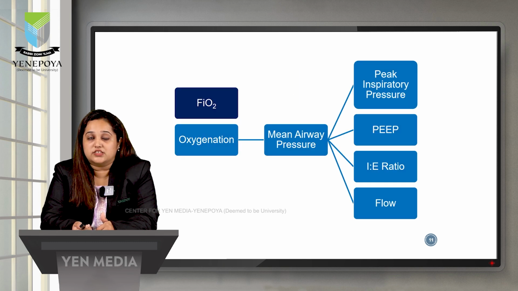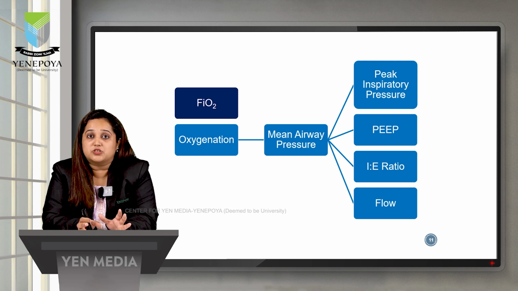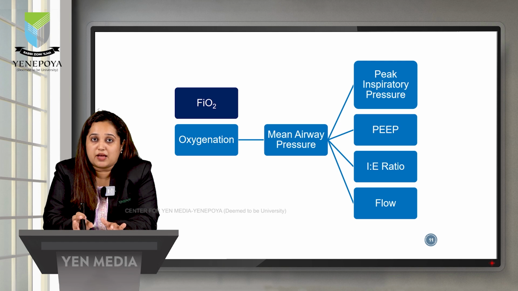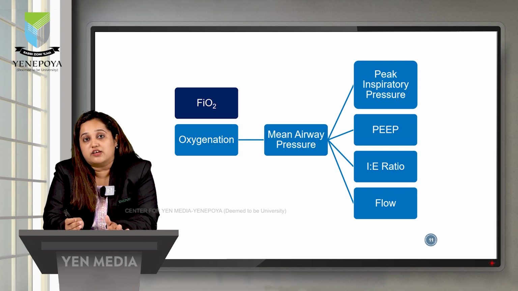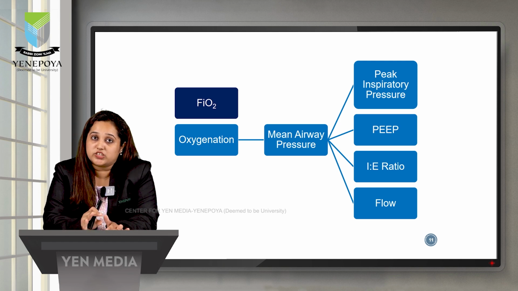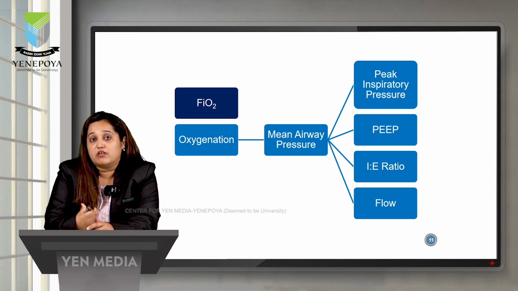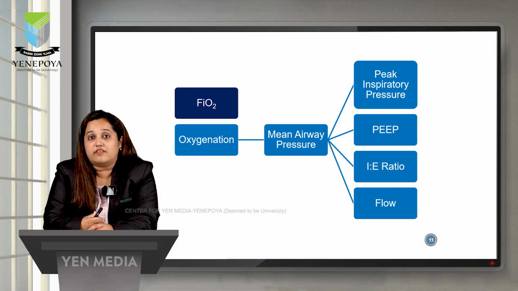Talking about oxygenation. Now when I talk about oxygenation, FiO2 is one such parameter that is directly going to change how your oxygenation happens. So the moment you change the FiO2, definitely there will be some change in the oxygen saturation. But there is one more parameter, that is the mean airway pressure. If you can target a good mean airway pressure, then you know that the baby can be oxygenated well.